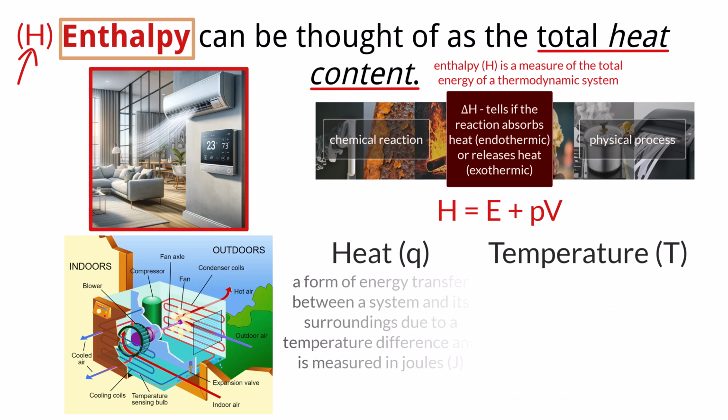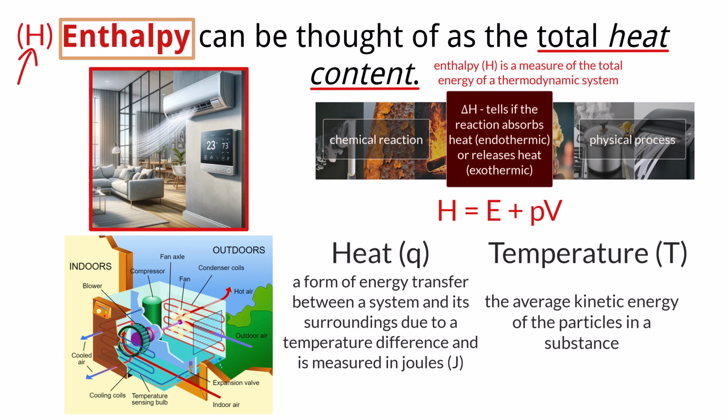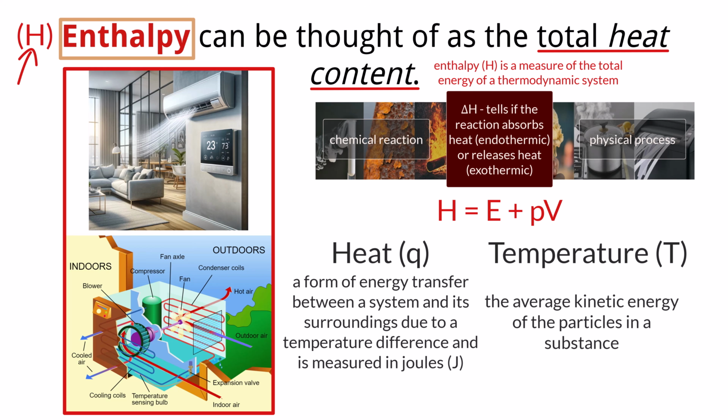Heat is a form of energy transfer between a system and its surroundings due to a temperature difference and is measured in joules, J, while temperature measures the average kinetic energy of the particles in a substance. In the air conditioning example, the air conditioner absorbs heat from the inside of your room, making the air cooler, a temperature change as a result.